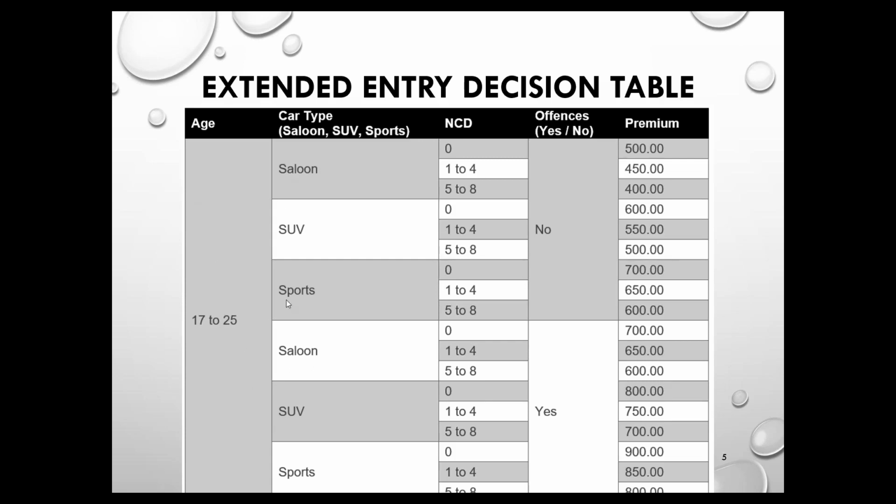Notice we've got grouping here, so that applies to all of those. This applies to all of those. And then individual results. So if we're between 17 and 25, we want to insure an SUV, we've got a no claims discount of 2 years, we have no offences, then we are going to have 550, right? So that is a simple example of a decision table written in pure text or Excel format.